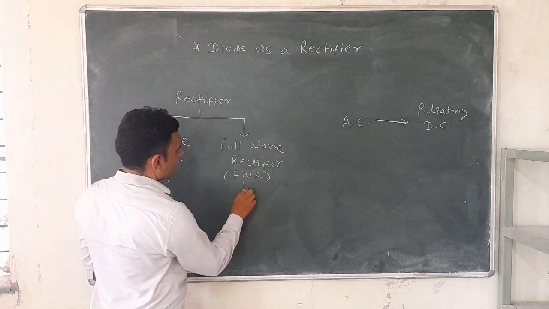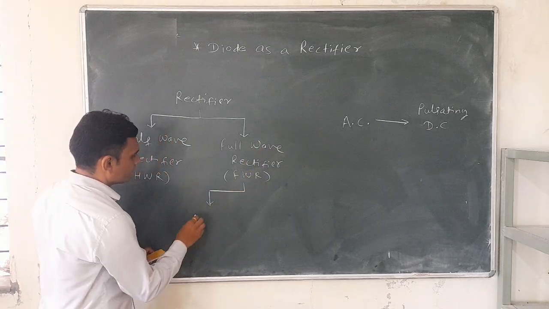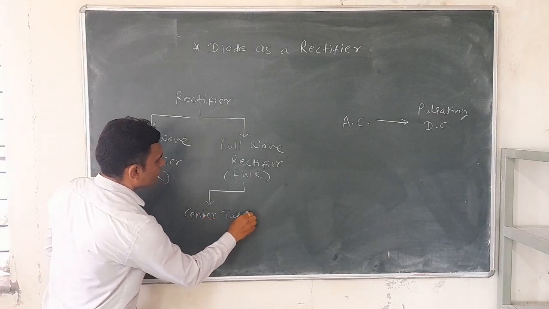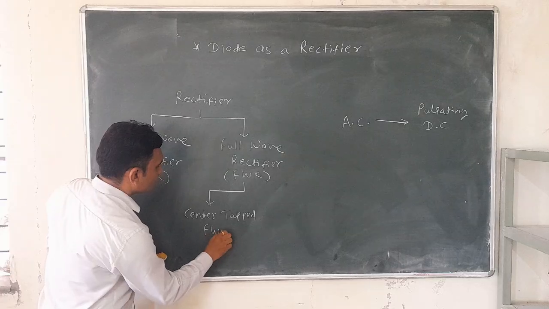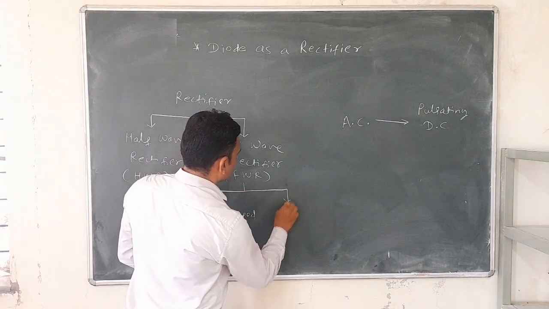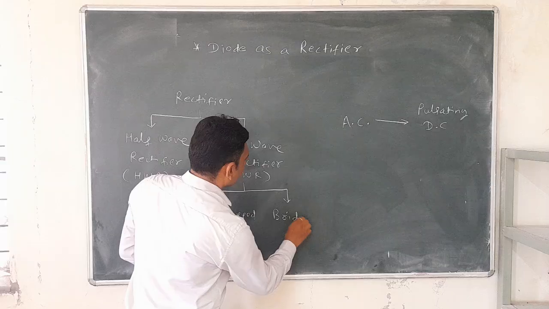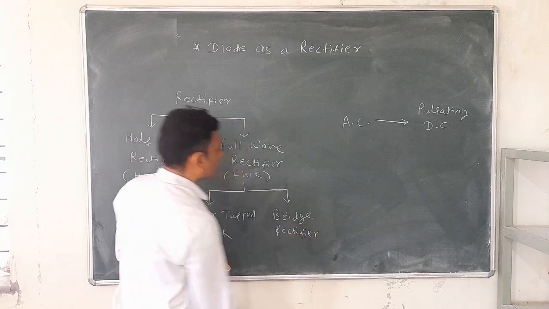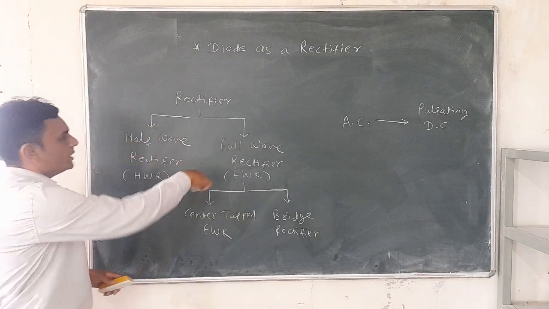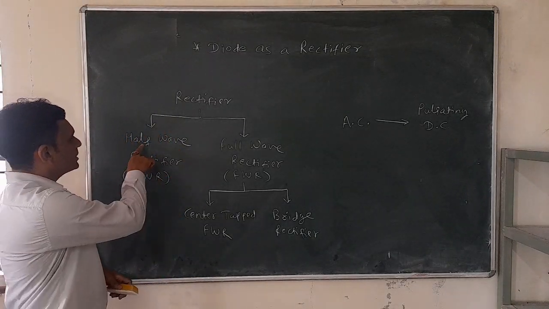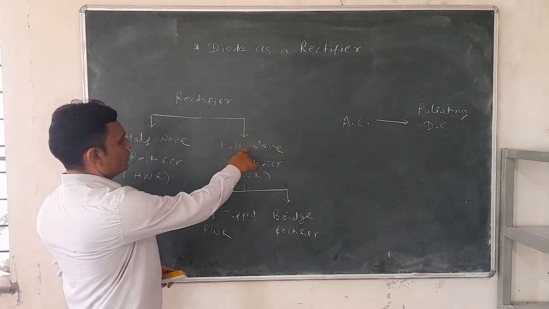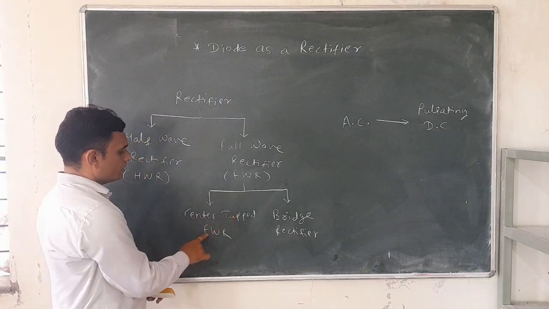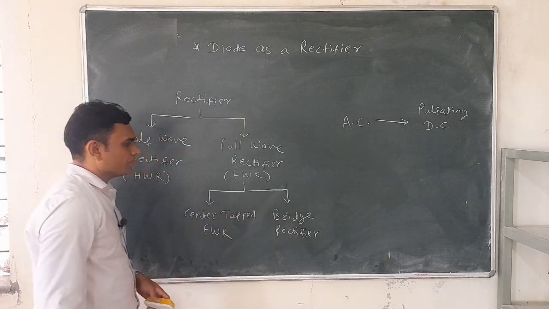This full wave rectifier again has two subtypes: center tap full wave rectifier and bridge rectifier. So these are the types of rectifier, two main types, half wave rectifier and full wave rectifier. Again full wave rectifier has two subtypes: center tapped full wave rectifier and bridge rectifier.